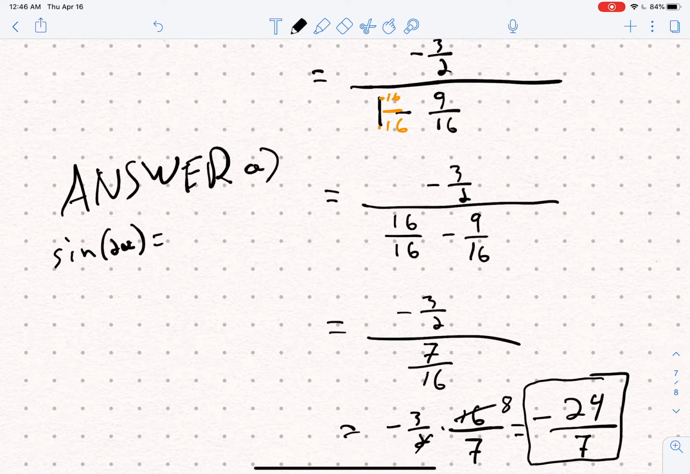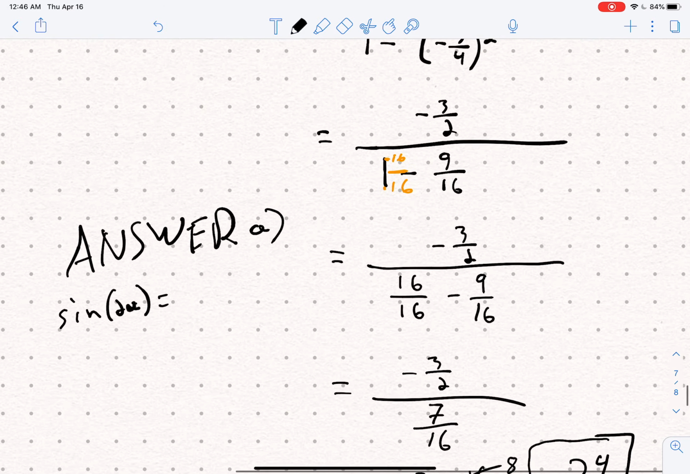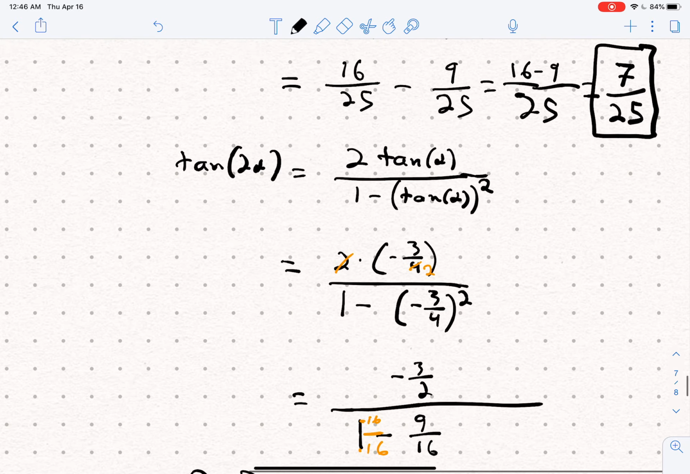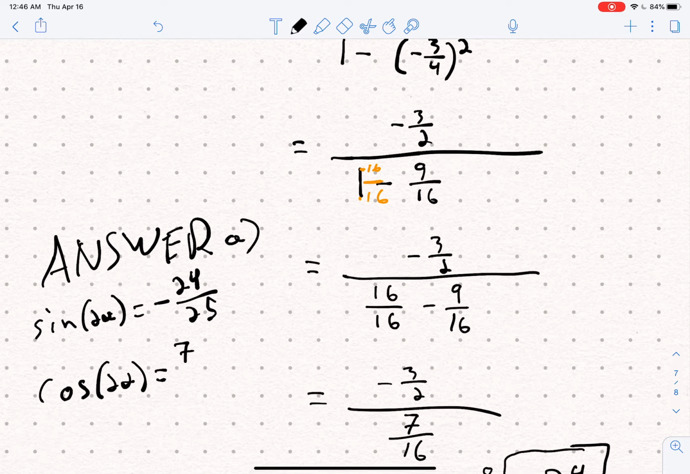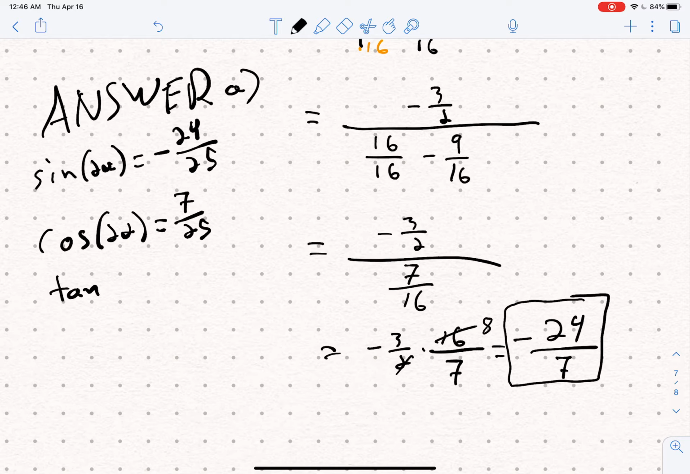Sine of 2 alpha, I'll just collect them from my work up above. It was negative 24 over 25. Cosine of 2 alpha, that one was 7 over 25. And tangent of 2 alpha, that was equal to negative 24 over 7.